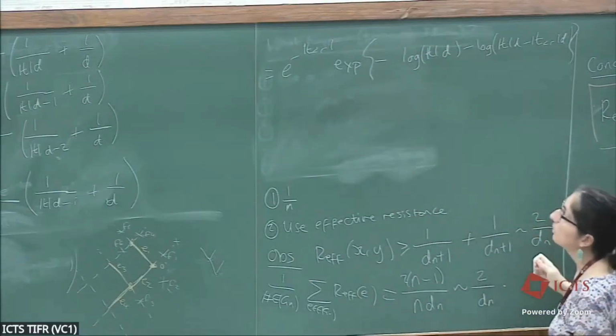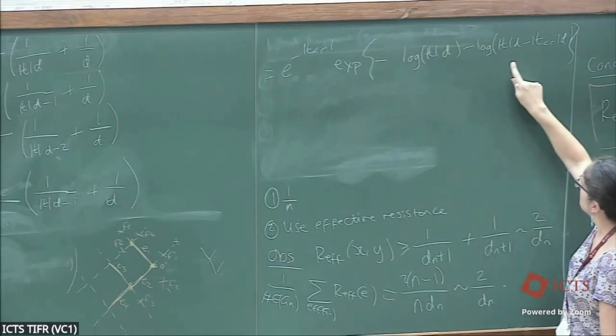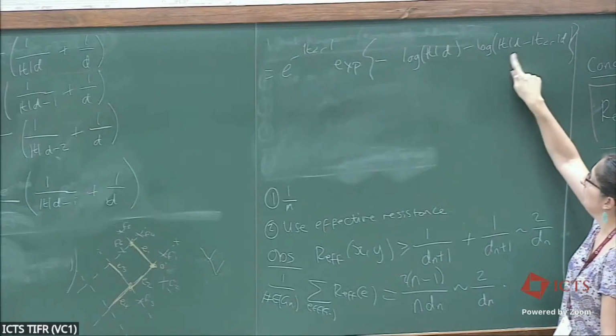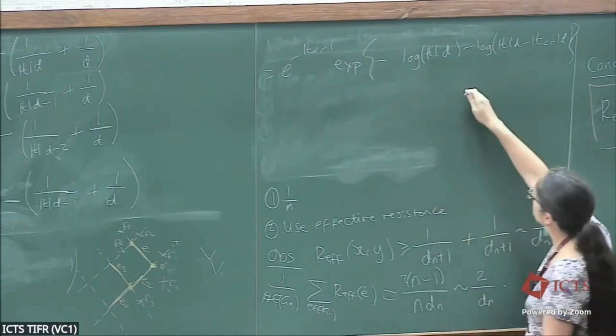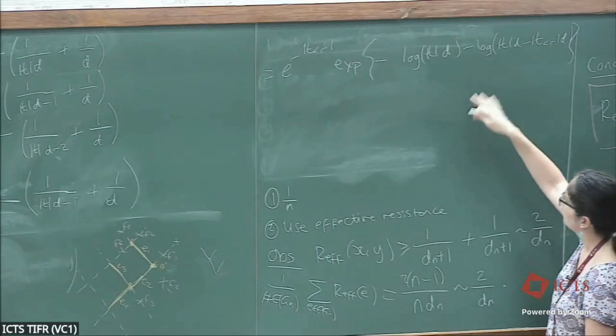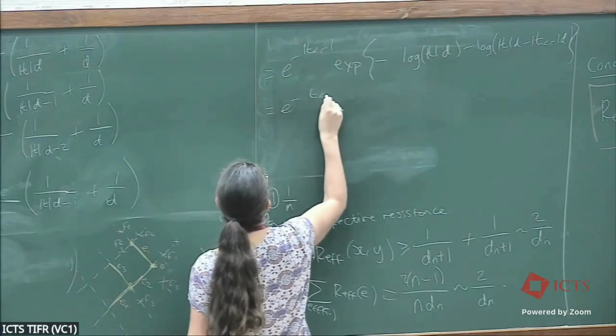Okay, and already you can notice that here we have everything in the tree, and this is everything which is strictly less than R. So if I subtract these, then I'm just left with everything at exactly level R. And this simplifies, because I have a log of this fraction, then I have the exponential of a log. So this will be equal to e to the minus t R.